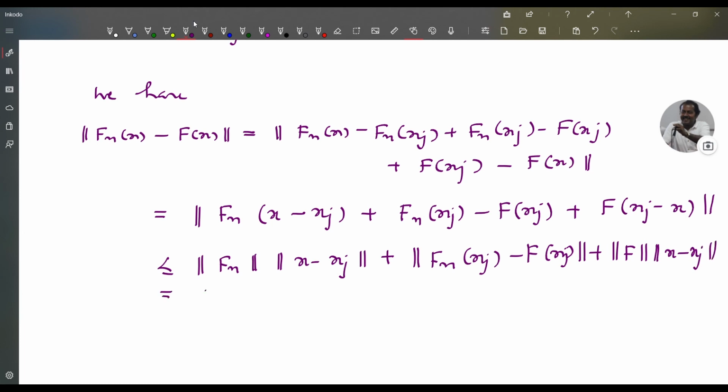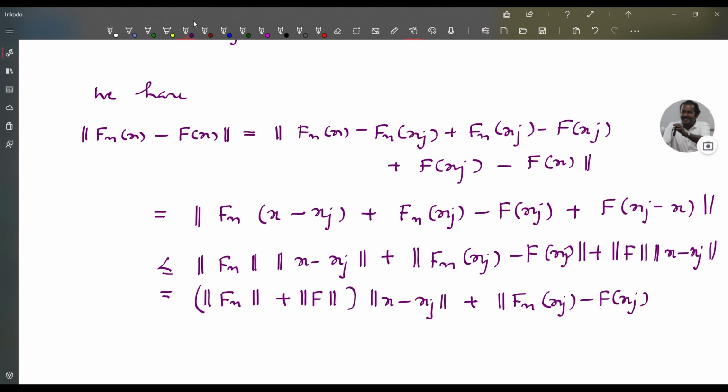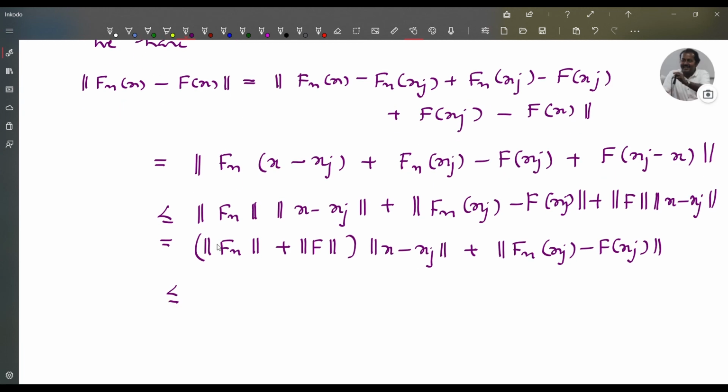So this is equal to norm of fn plus norm of f, into norm of x minus xj, plus norm fn(xj) minus f(xj). You know that norm fn is less than or equal to alpha, plus norm f is less than or equal to alpha by part A, into norm of x minus xj which is less than epsilon, plus you know that fn(xj) converges to f(xj) and norm fn(xj) minus f(xj) is less than epsilon. So this is plus epsilon. So this is 2 alpha plus 1 into epsilon. This implies that fn(x) converges to f(x) uniformly for x in E.